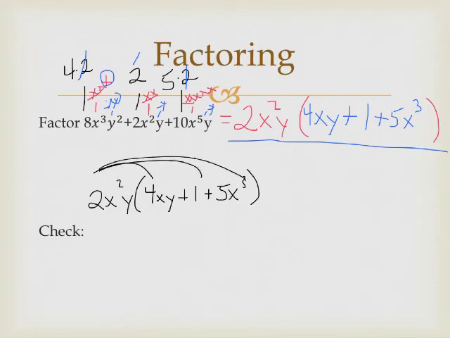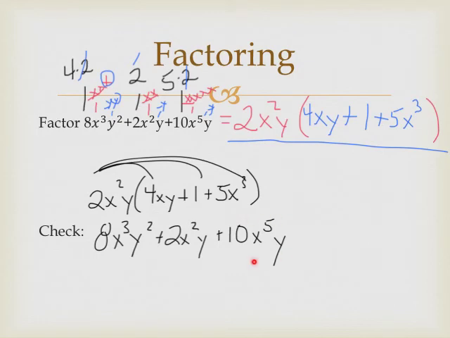Distribute, distribute, distribute. So I have 2 times 4 is 8. X squared times x is x cubed. Y times y is y squared. 1 times this is just itself, 2x squared y. 2 times 5 is 10. X squared times x cubed is x to the 5th. Y. And we check, we say, hey, when I distribute, is what I have here the same thing as what I started with? The answer is yes, and then you know for a fact that you have factored this out correctly. So please always double check your work.